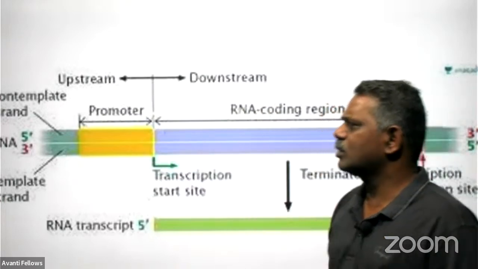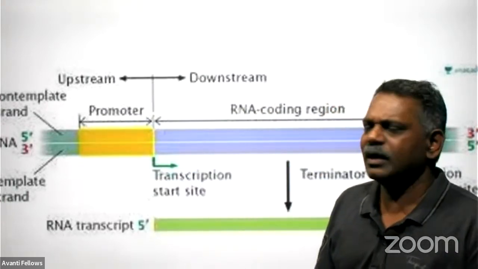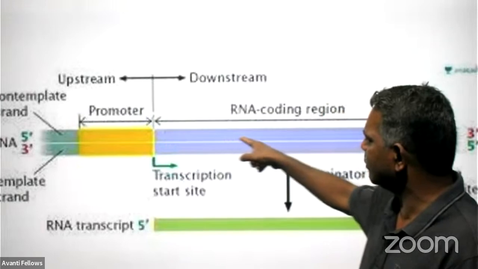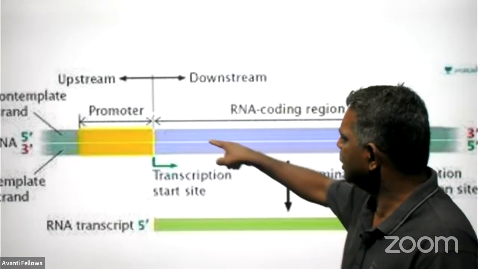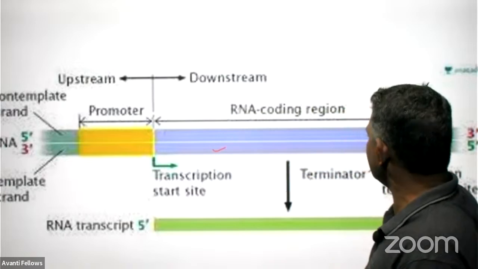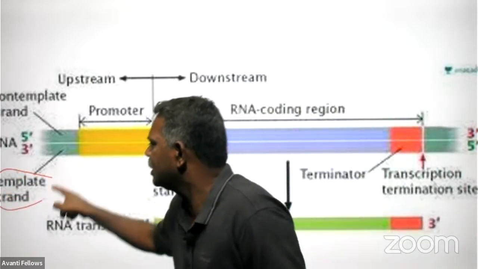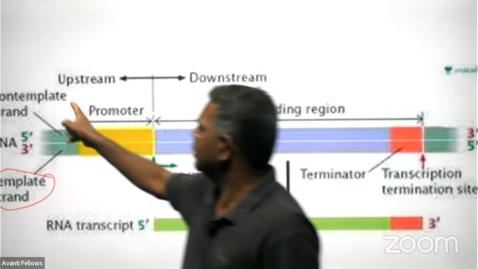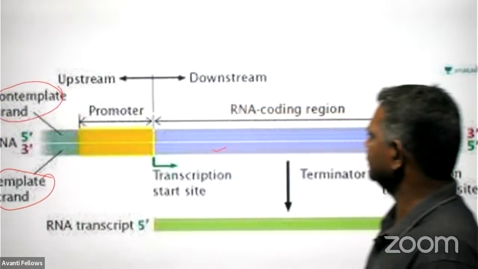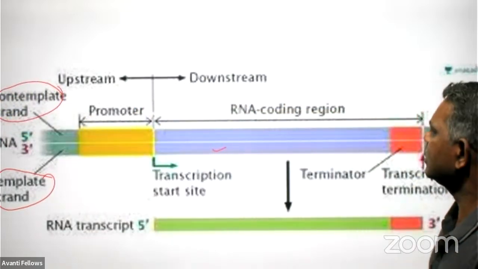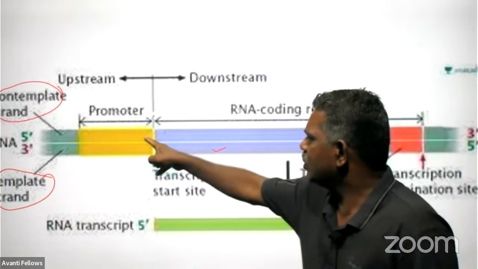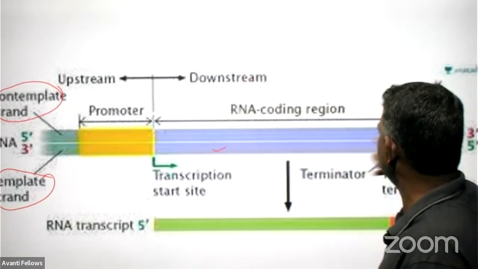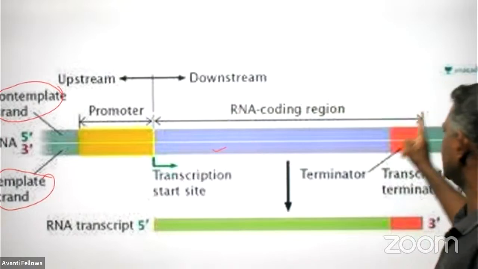It is starting from the promoter only. The new RNA always elongates from the 5' to 3' only. So naturally, the 3' 5' strand acts as the template strand. And this is the non-template strand, or we call it the coding strand. Non-template strand or the coding strand. And this is the promoter, and this is the terminator, and this is the structural gene between the promoter and the terminator.